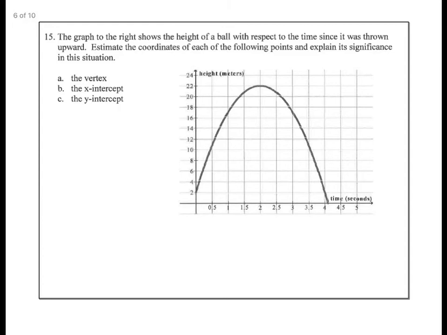Okay, 15 says the graph to the right shows the height of a ball with respect to the time since it was thrown. Estimate the coordinates of each of the following points and explain its significance in this situation. So vertex is the highest point in the graph, about right there. The coordinates of that would be 2, 22.